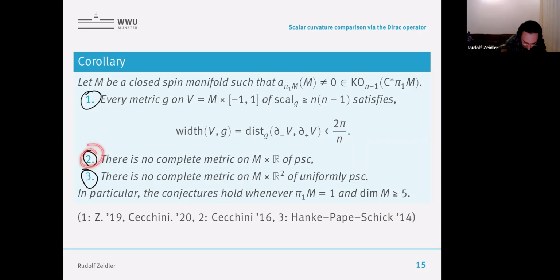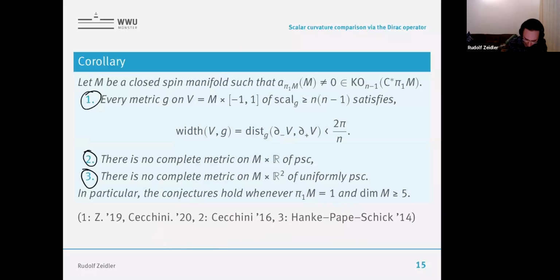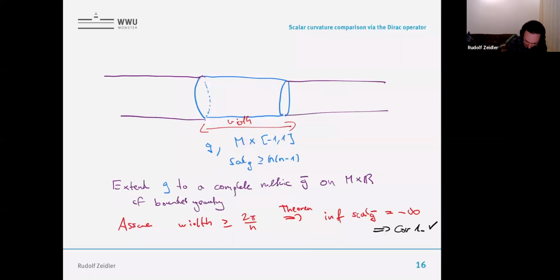The second statement, the way I stated it here, also appears in a different paper of Cecchini from 2016. And the third result is implicit in some work of Hanke, Papa, and Schick from 2014. Okay, so this is just a summary that this quantitative statement we have here implies these slightly more qualitative conjectures. Okay, and I think I still have a little bit of time, and then I can sketch the proof of the main theorem.